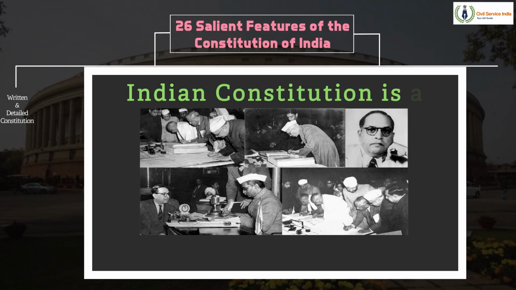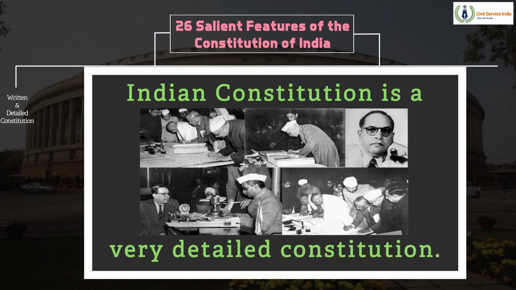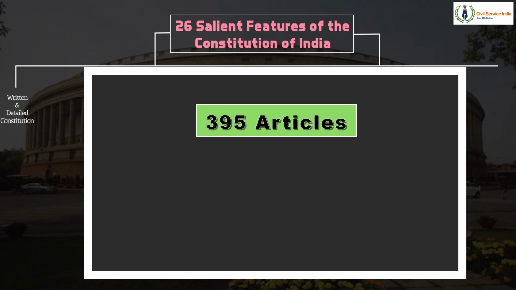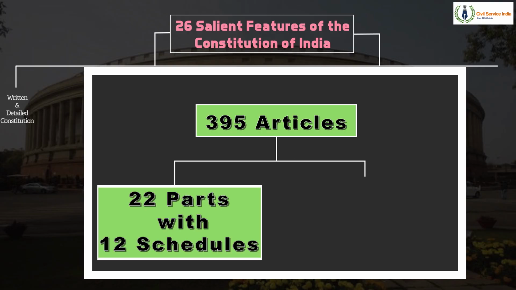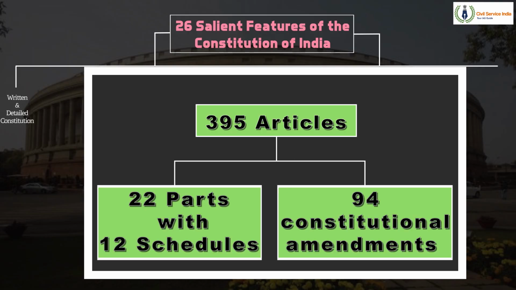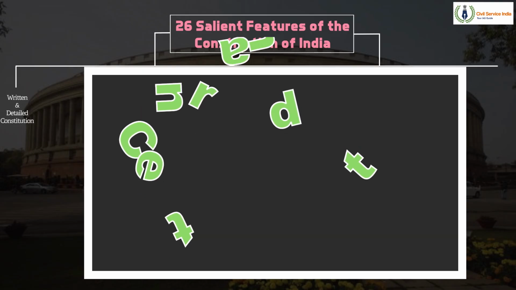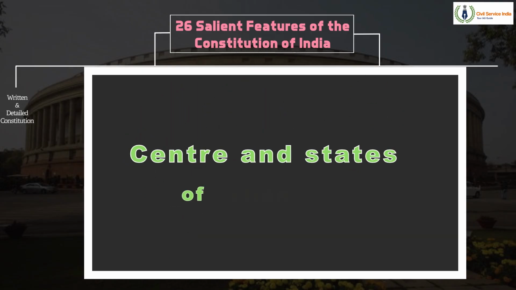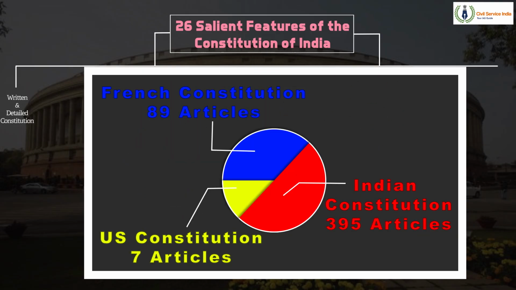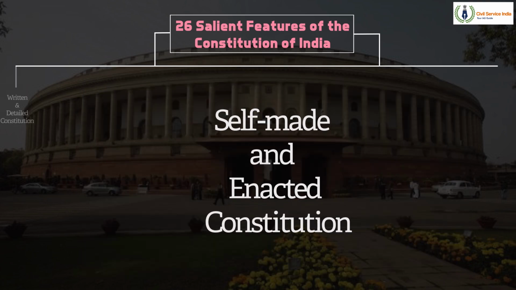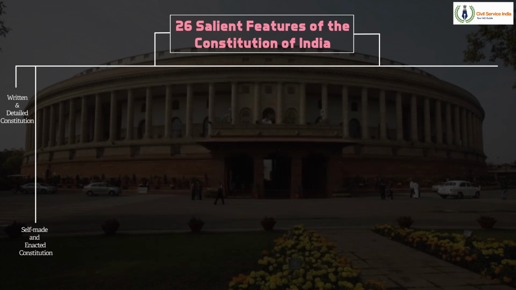Indian Constitution is a very detailed constitution. It consists of 395 articles divided into 22 parts with 12 schedules and 94 constitutional amendments. It is a constitution of both the centre and states of the Indian Union. It is indeed much bigger than the US Constitution, which has only 7 articles, and the French Constitution with its 89 articles.